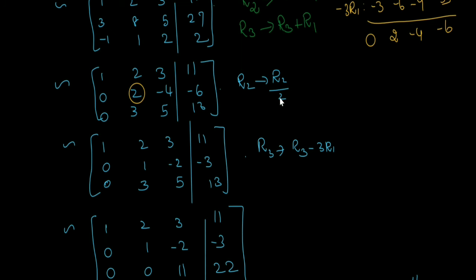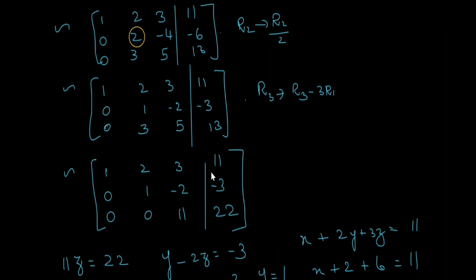So divide by 2. So when you divide by 2, you will get second row as 0, 1. Divide 2 by 2, 1. Minus 4 by 2, minus 2. Minus 6 by 2, minus 3. Now we have to make this as 0. How do you make this as 0? R3 is R3 minus 3 times R2. We cannot use R1. If you use R1, the 0 will change.